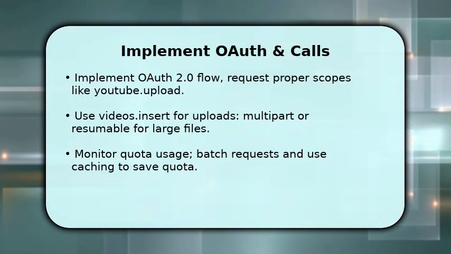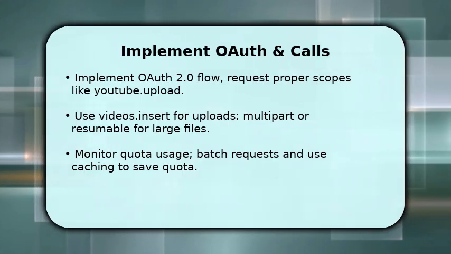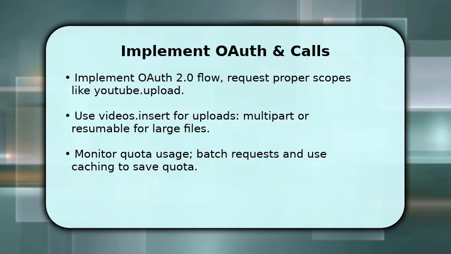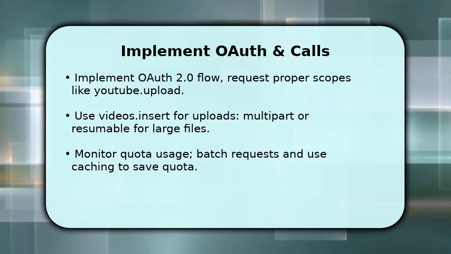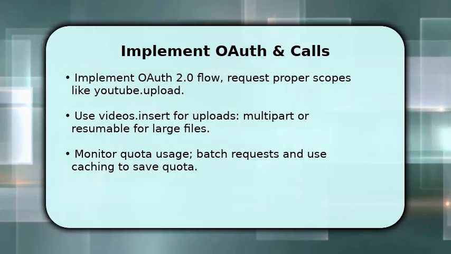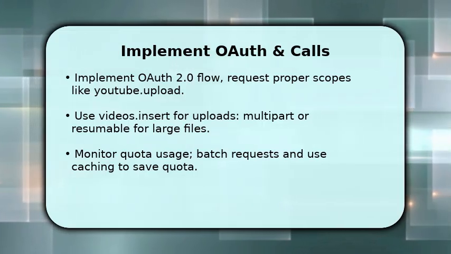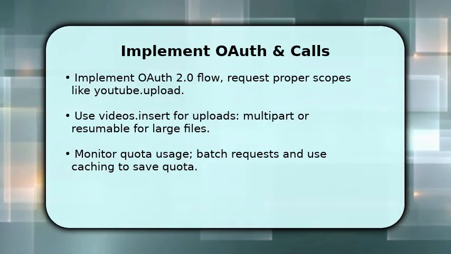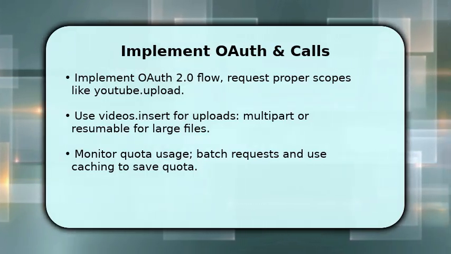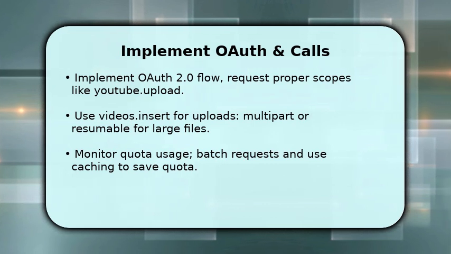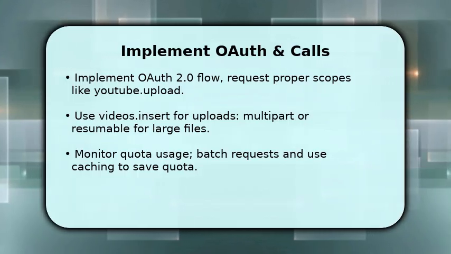You must implement the OAuth 2.0 flow correctly, request minimal scopes such as YouTube read-only or YouTube upload. Once authorized, construct API calls with the client library, videos.list to read videos, insert to create. For uploads, choose multipart for small files and resumable for large media. Resumable handles network interruptions. Also, check quota costs per endpoint to avoid sudden quota exhaustion. Batch non-critical calls, cache responses locally, and back off on 429 to stay within limits and ensure reliability.